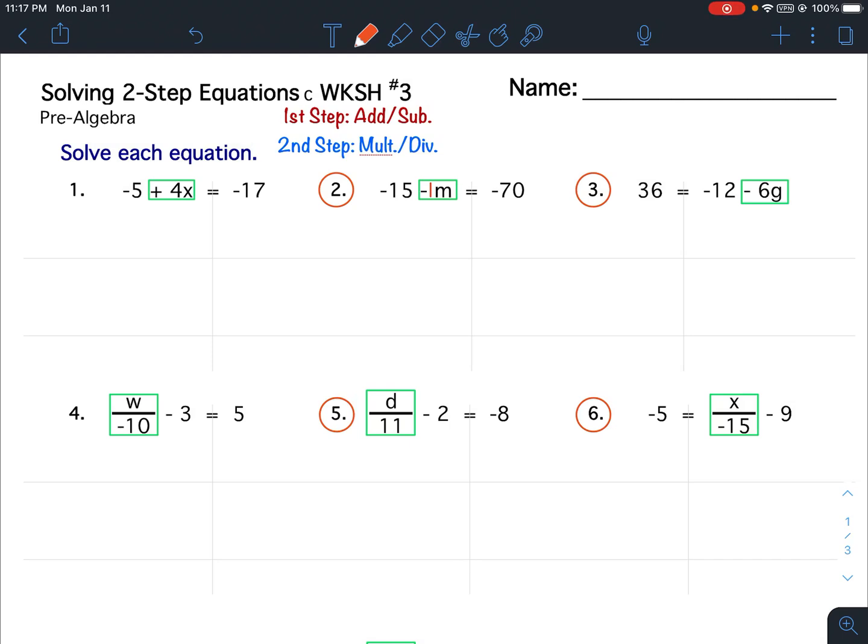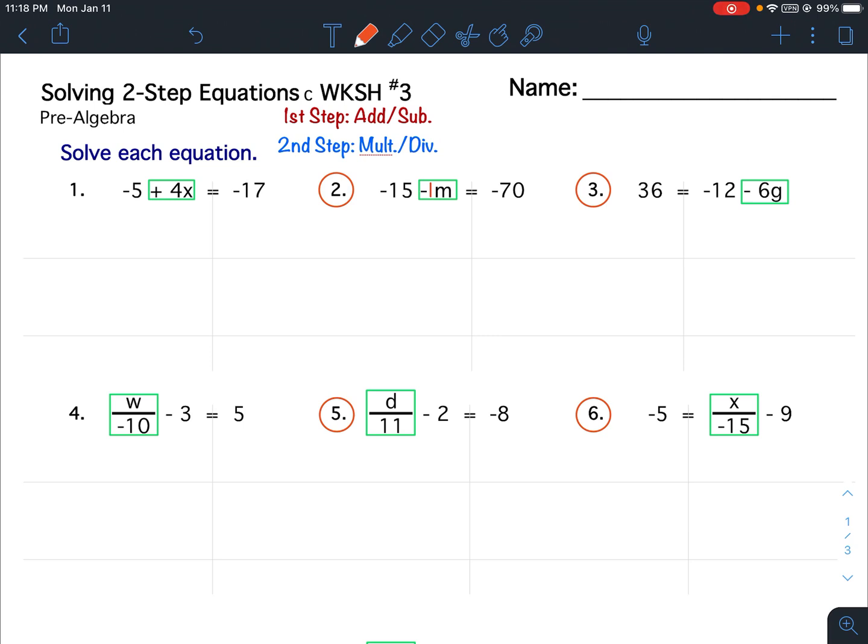Solving two-step equations, lesson C, worksheet number 3. Notice this is lesson C and it's worksheet number 3. That's because we did this lesson way back at the beginning of the year. It was the third lesson that we did, and this is the third worksheet on this. So you should know how to do this.